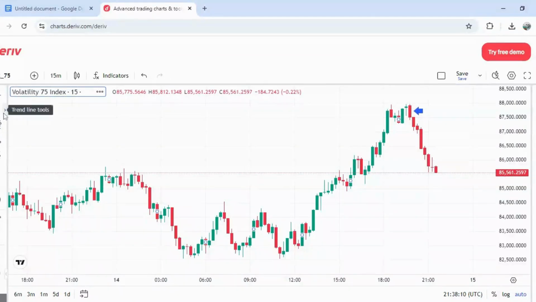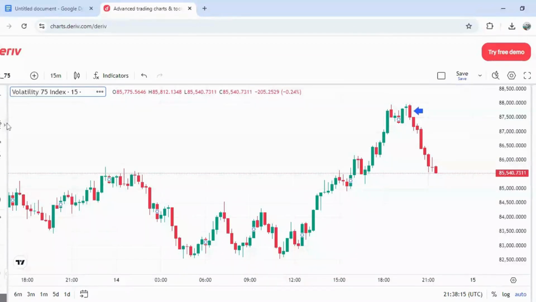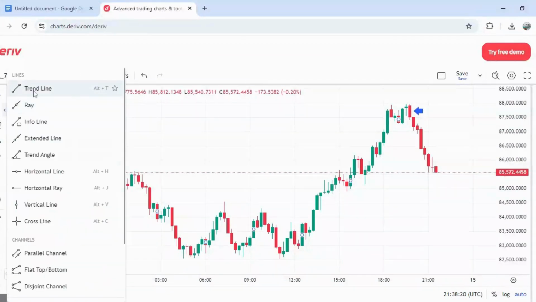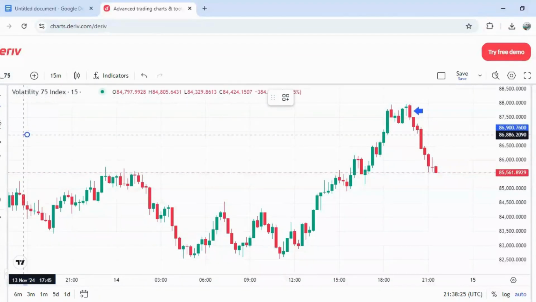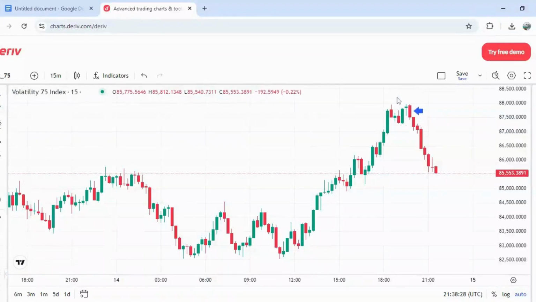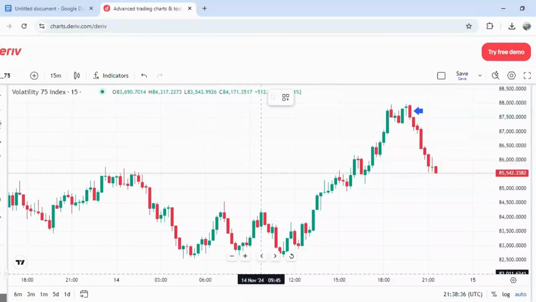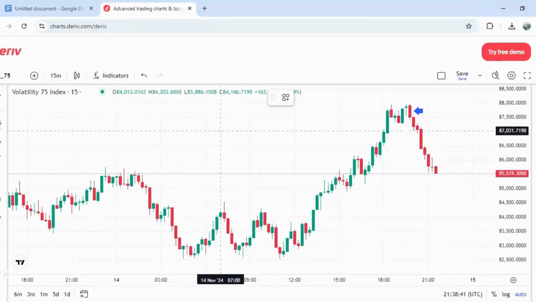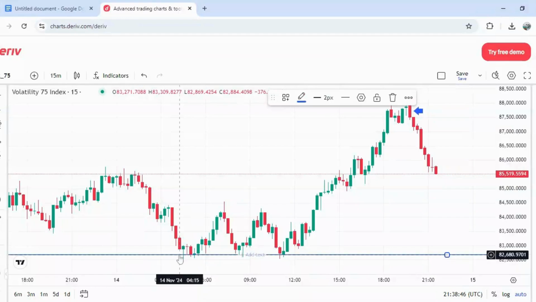So let me come here to draw support and resistance. You need to come here. It usually shows like a trend line if you haven't changed. So let me delete this one. You just need to come here, click, then come on horizontal line. After you have clicked horizontal line, you just need to drag your cursor to where you want the line to come. So for now, I want it to come here.